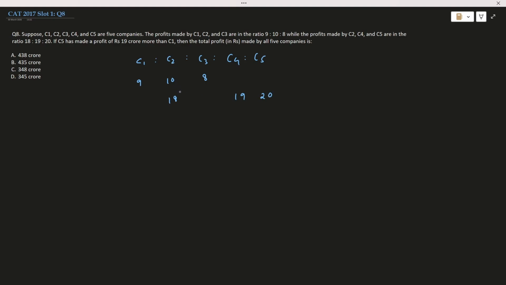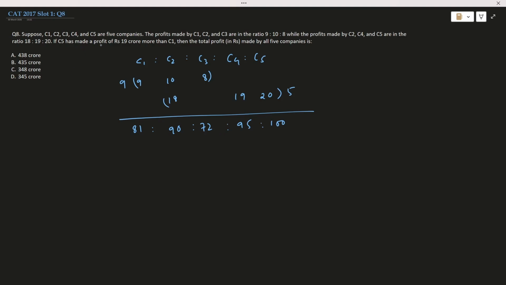So this is common, right? So what is the LCM of 10 and 18? It should be 90, I guess. Yeah, 90. So I am multiplying this by 9, 72, and I am multiplying this by 5. So 50 and 45, 95, 100. So I have combined their profits.